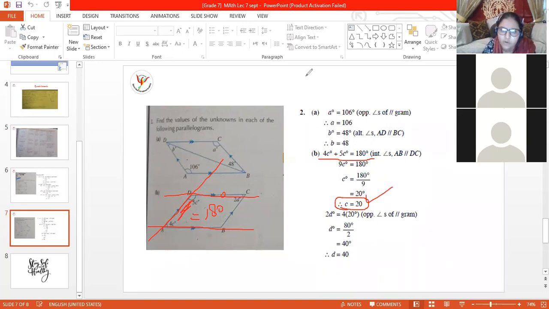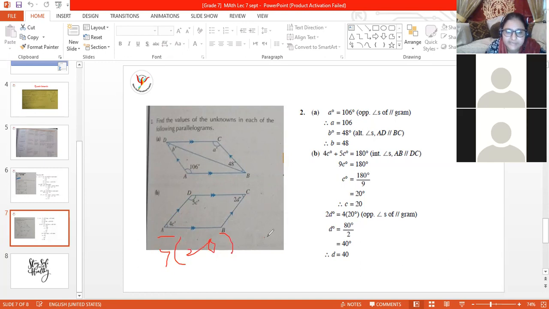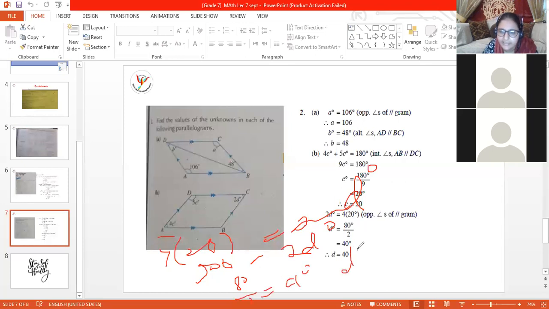Now, the value of C is 20 degree, and we know in a parallelogram that the opposite angles are equal, which means that 4 multiplied by 20 is equal to 2d degree. So 4 multiplied by 20 is 80, which is equal to 2d degree. So 80 divided by 2 is equal to d degree, and d degree will be equal to 40 degree. So this was question number 2 of exercise 11B.